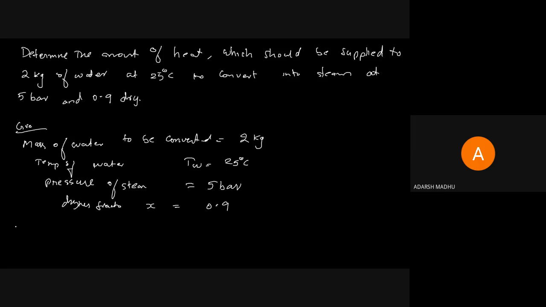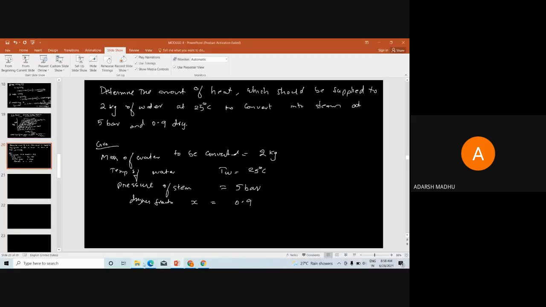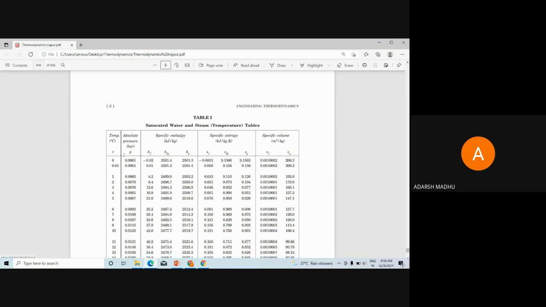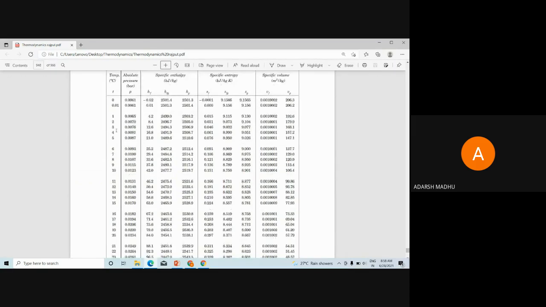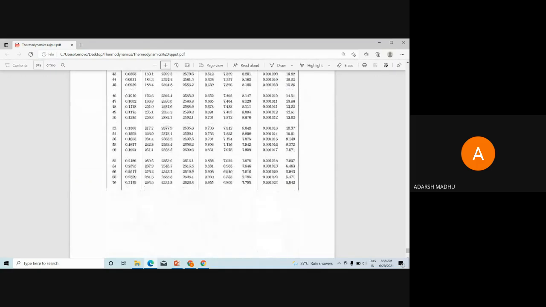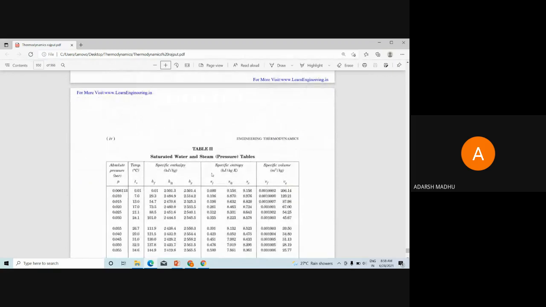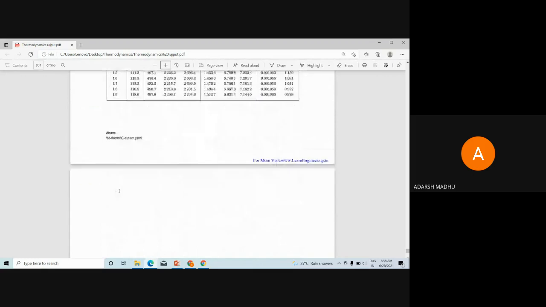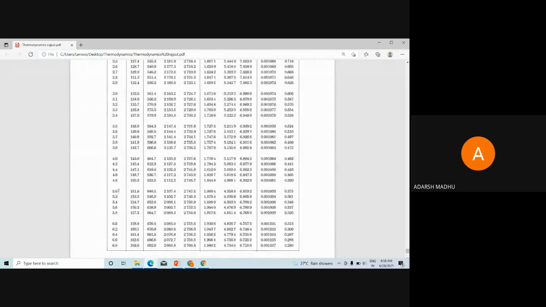So take your data book, the steam table, and write down the particular values related to 5 bar pressure. It is a temperature rated table, and thereafter there is a pressure rated table also. Pressure table, 5 bar. Here it is, 5 bar.